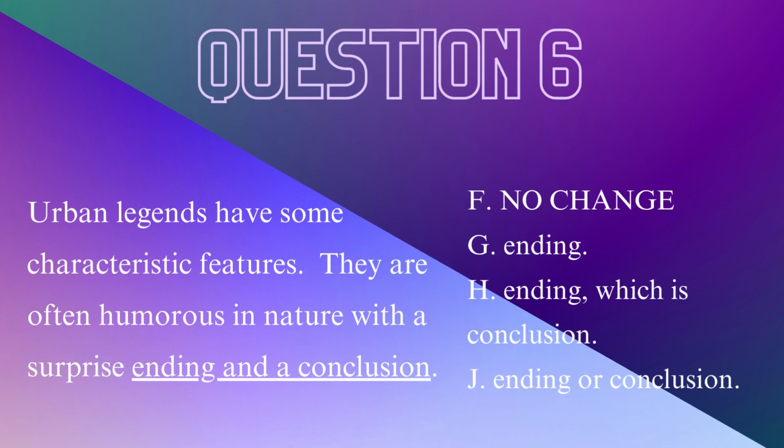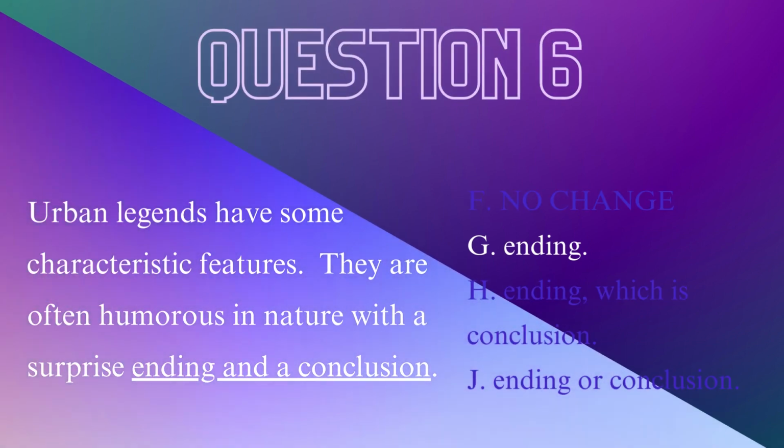Question 6. Again, I'll refer to lesson 1's video. That lesson was all about avoiding redundancy. Look at what is underlined: ending and conclusion. Urban legends have some characteristic features. They are often humorous in nature, with a surprise ending and a conclusion. An ending and conclusion are one and the same, and we don't need to use both terms. So to avoid being unnecessarily redundant, G, ending, is the correct answer.